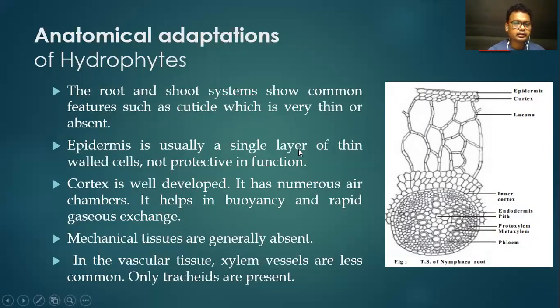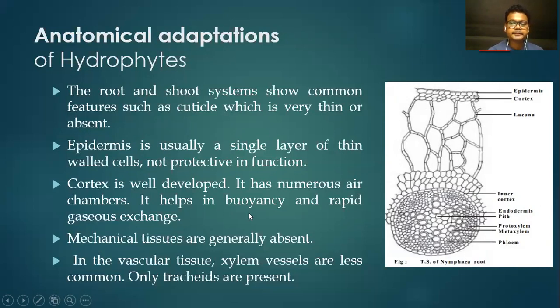If we see the root and shoot in hydrophytes, the common anatomical feature is the cuticle, which is very thin or absent. The epidermis is a single layer. And the cortex is well developed, with numerous air chambers which provide air, and this is responsible for buoyancy and rapid gaseous exchange. These are the two important characters: buoyancy and rapid gaseous exchange.